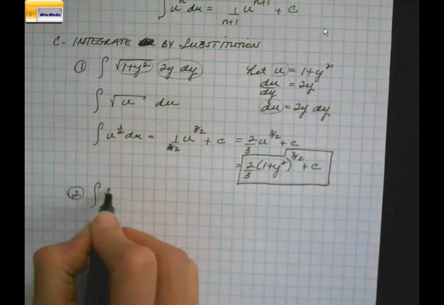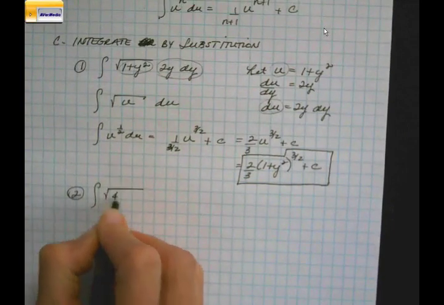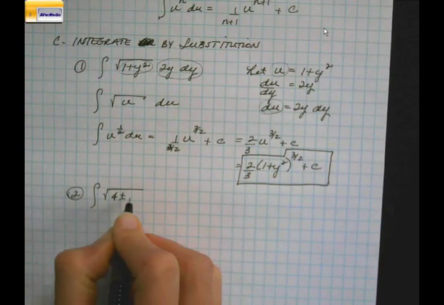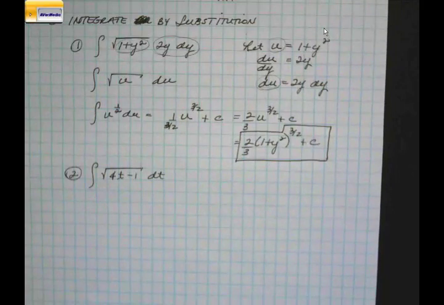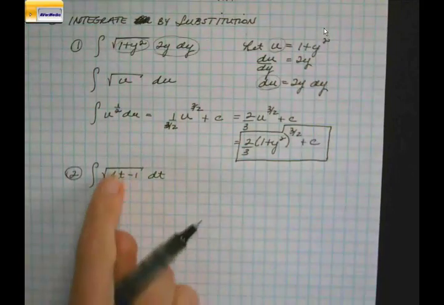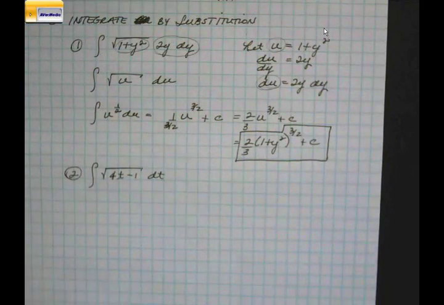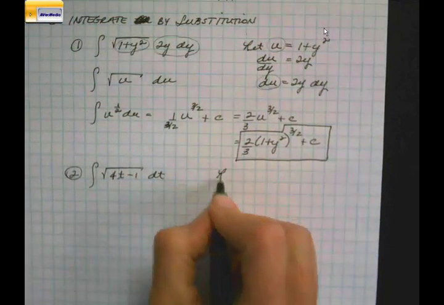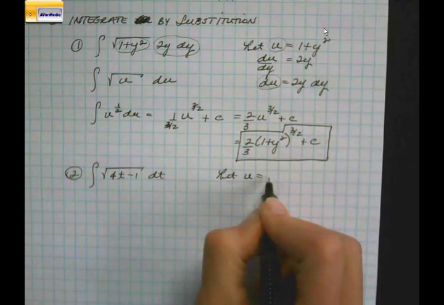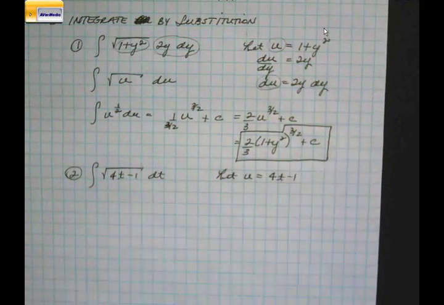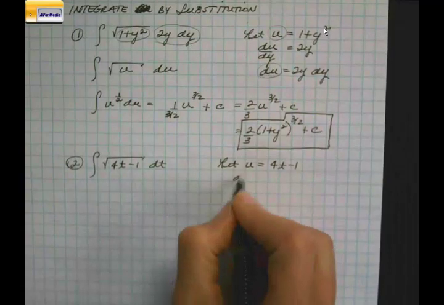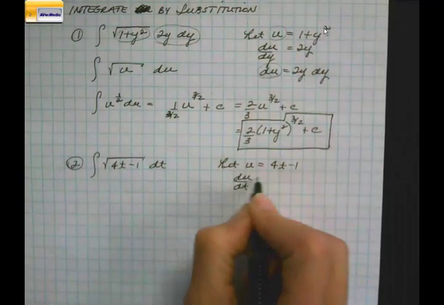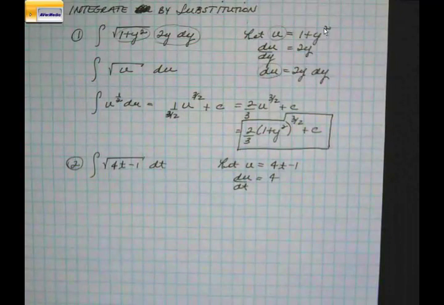Suppose we're integrating the square root of 4t minus 1 dt, where t is the variable. Again, when you're using the method of substitution, you usually let the radicand, the information under the radical, be set equal to u. So we introduce this new variable and say let u equal 4t minus 1. Then you take the derivative. Well, du with respect to t is just 4.